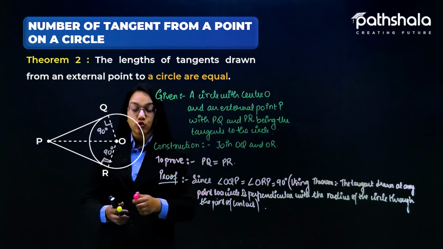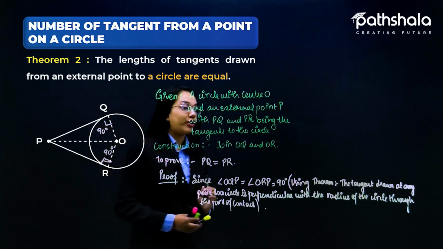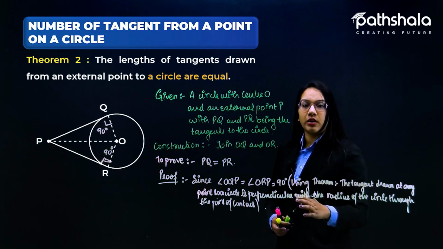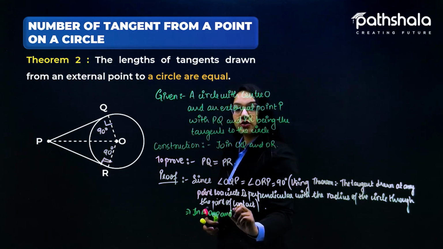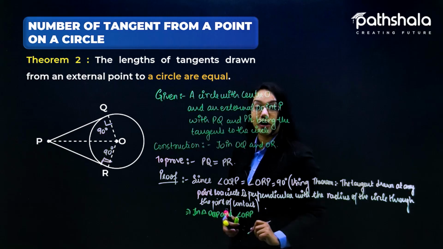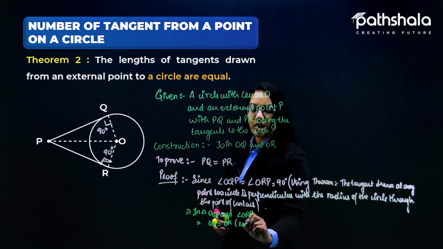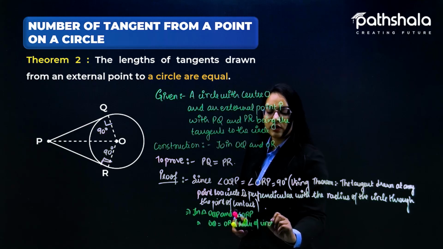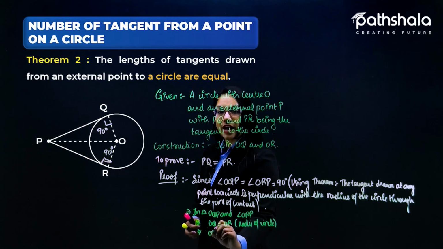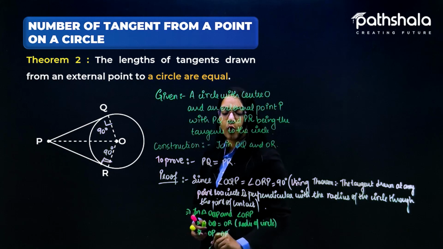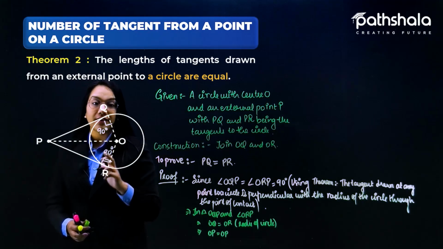Now let's move on with these two triangles. As you can see, there are two triangles, OQP and ORP. In triangle OQP and triangle ORP, first of all, we know that OQ is equal to OR. Why so? Because they are the radii of the circle, so they are equal to each other. Further, OP is equal to OP, and since this angle is 90 degrees, it is definitely a right angle triangle.